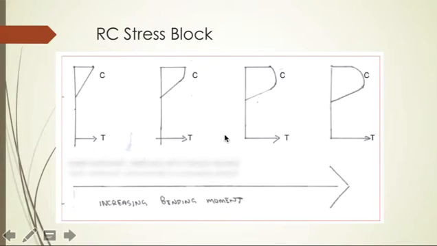So what we can have is a balanced moment. So that's where the steel yields just before the concrete failure, but this isn't necessarily a good design. We want the cracks to develop before the failure and the beam or slab to be failing in tension first.